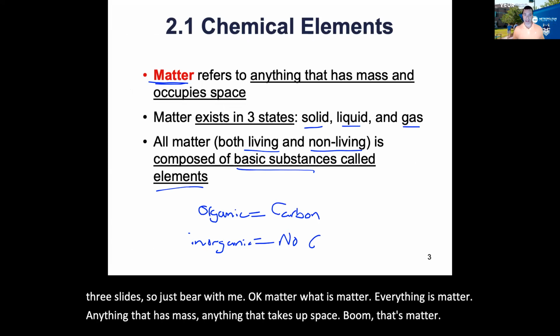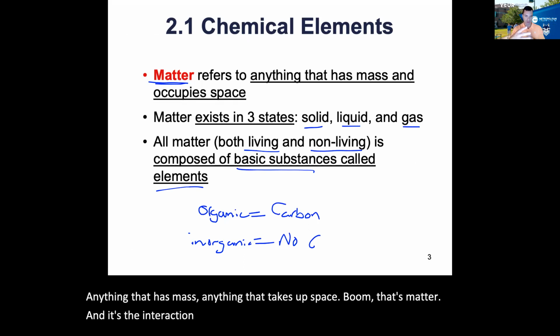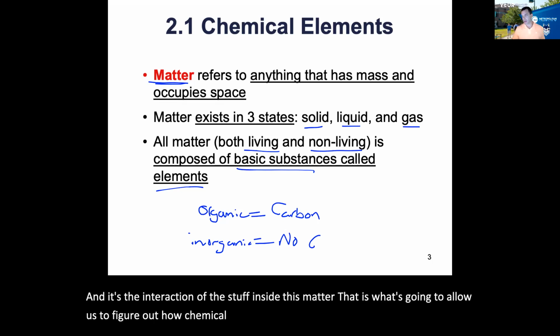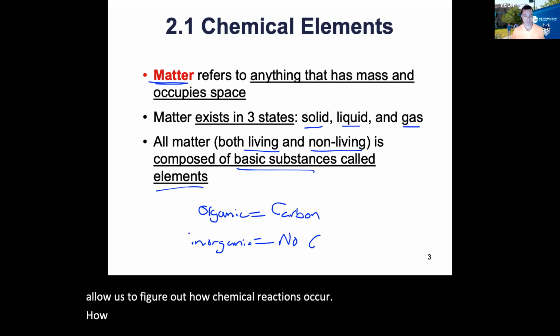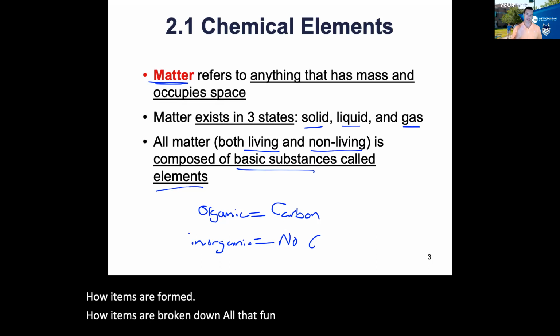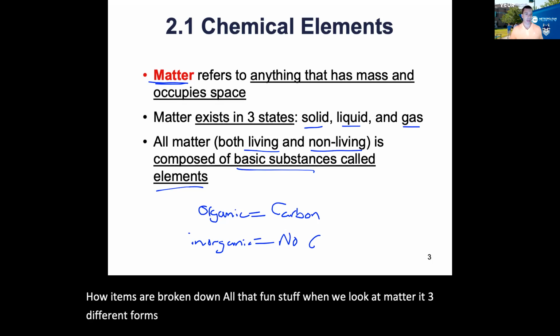And it's the interaction of the stuff inside this matter that is what's going to allow us to figure out how chemical reactions occur, how items are formed, how items are broken down, all that fun stuff. When we look at matter, you know it, 3 different forms: solid, liquid, and gases. And we can go from one form to another when we put in a little bit of energy.